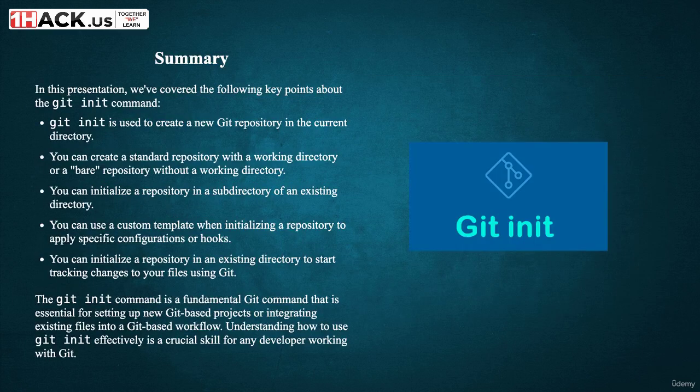In summary, we've covered a lot of important information about the git init command in this presentation. To recap the key points, git init is used to create a new Git repository in the current directory. This initializes a new .git directory, which is where Git stores all the information about the repository. You can create a standard repository with a working directory or a bare repository without a working directory. Bare repositories are often used as central hubs for collaboration in a distributed version control system.